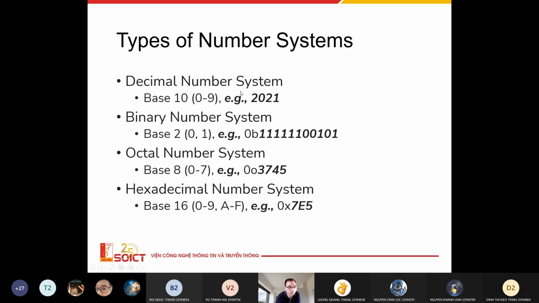For example, I have the number 2021 in decimal, right? When this is represented in binary, I have the number like this. And in the octal number system, which has base 8, the number is represented in this form. And this is the number when it is represented in hexadecimal. I think it's not difficult at all, right?